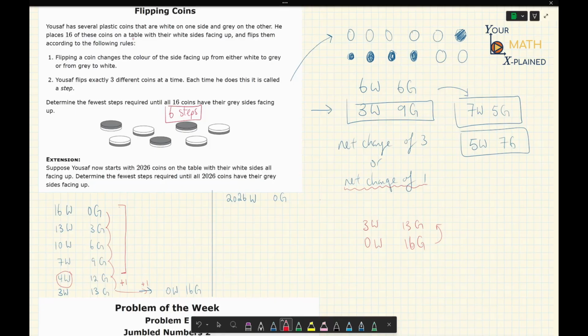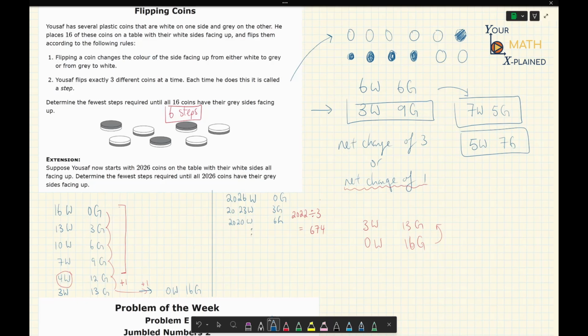So with the 2026, let's see how to get down to just 4 coins left, meaning I want to flip 2022 of them so that there's 4 whites left. And conveniently for us, 2022 is actually divisible by 3. That works out to 674. So in the model, we would be doing like 2023 here, and then 3 gray, 2020, and then 6 gray.